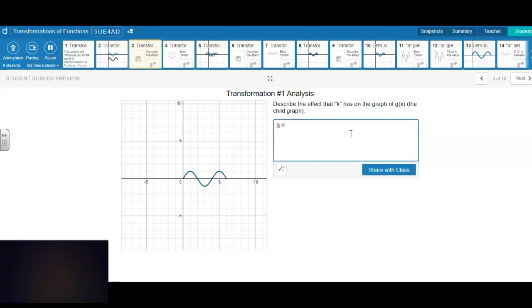If k is greater than 0, the graph moves up. If k is less than 0, then the graph moves down. So forth and so on.